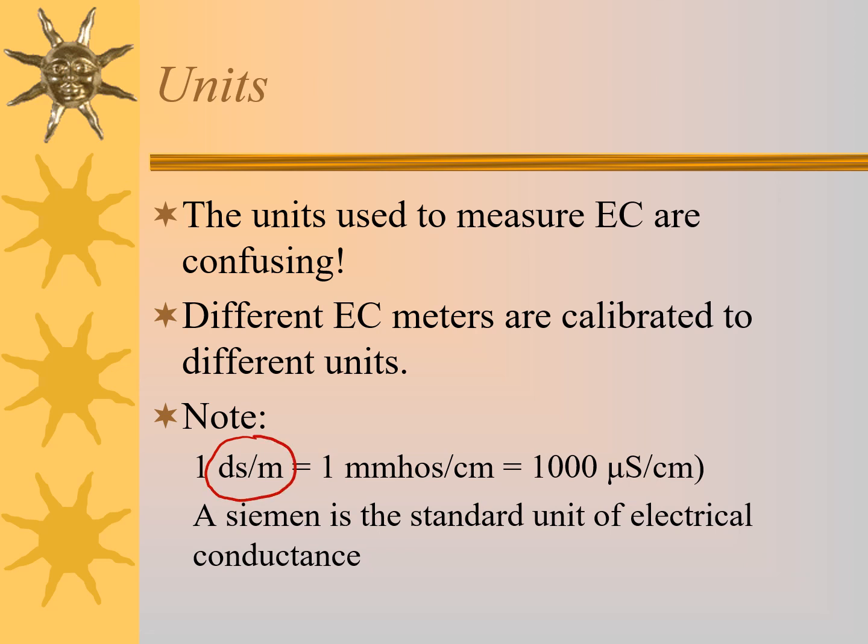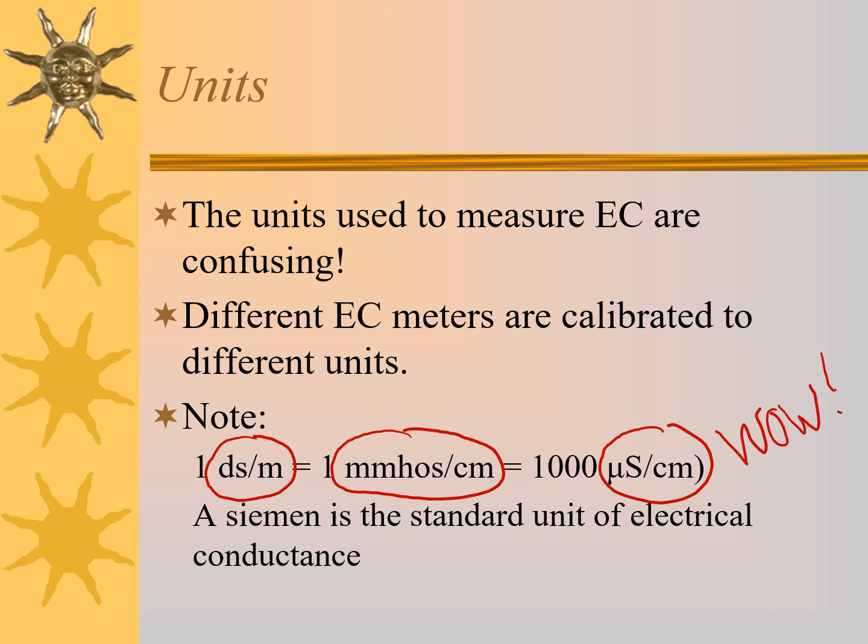A Siemens is the standard unit of electrical conductance. A second way that electrical conductivity can be recorded is in millimhos per centimeter. And then finally, the third way is in microsiemens per centimeter. As it turns out, 1 decisiemens per meter is equal to 1 millimho per centimeter, which is equal to 1,000 microsiemens per centimeter. Wow. So try wrapping your head around that.